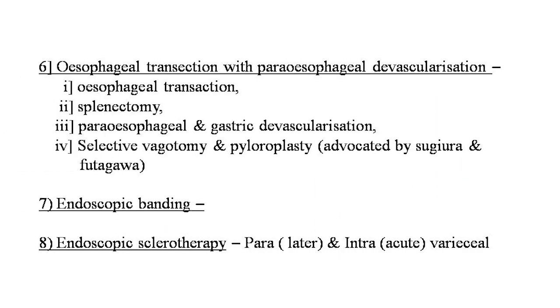Now sixth is the emergency operation: esophageal transection with paraesophageal devascularization. Esophageal transection, splenectomy, paraesophageal and gastric devascularization, selective vagotomy, pyloroplasty advocated by Segura and Futagawa, endoscopic banding of the esophageal varices of the lower 1/3 of the esophagus, and endoscopic sclerotherapy, that is the para, lateral and intravariceal injection, in acute variceal bleeding.